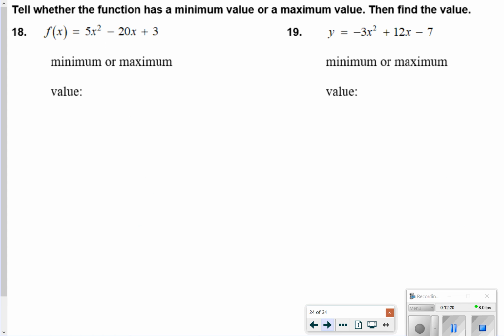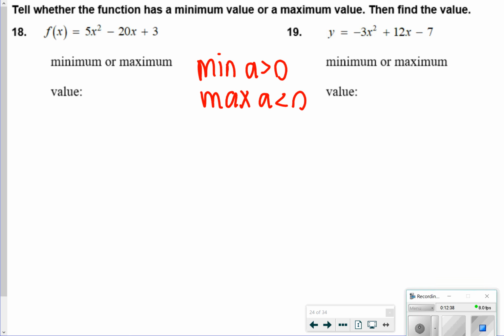For 18 and 19, we're finding our minimum and maximum values. Remember, we're just looking at a specific part here. And just a reminder, your minimum value is when a is greater than 0, and your maximum value is when a is less than 0. So for number 18, you're going to have a minimum, because your a is greater than 0. Remember, to find the value, you have to find your y value of the minimum or the maximum, because that's going to show your peak or your valley. So what we need to do is go ahead and find x first, and then we can find y.